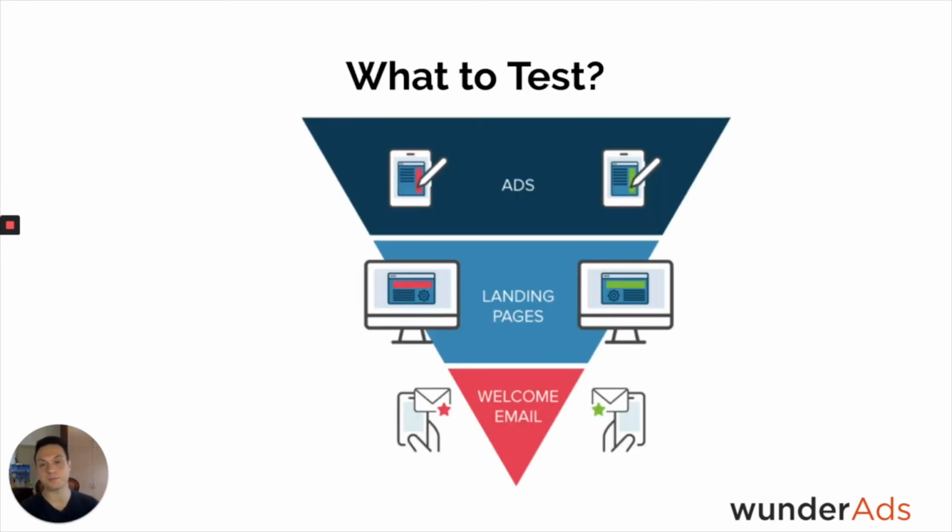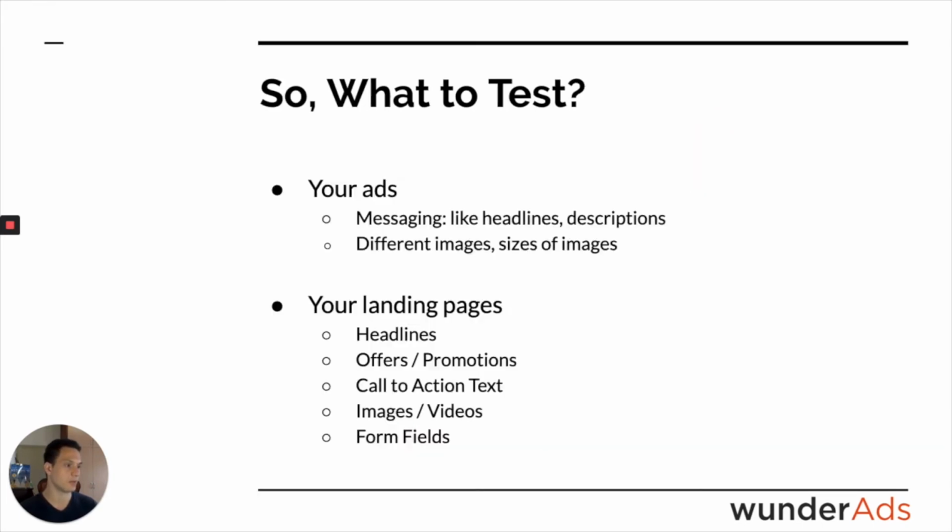So most importantly, how can you start? Or what, you might ask, is there to test? There are a few things that you can test in this whole funnel, starting out from the ads, then landing pages and welcome emails as well. We focus only on ads and landing pages, but obviously if you have emails, you can also check out the open rates and the click-through rates and whatnot, and optimize that down the way. So let's start with the ads here. You can test the messaging, like the descriptions, headlines, and so on, or also different images, and see the performance of each of the ads.